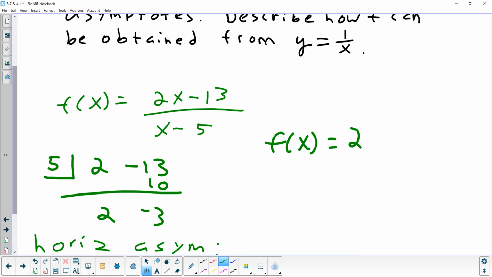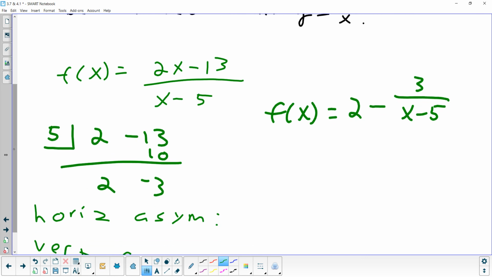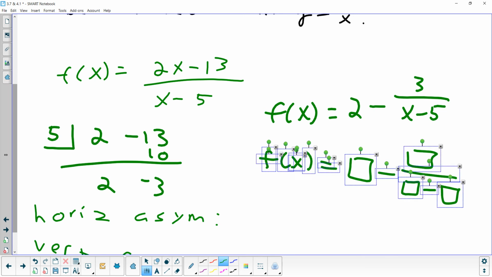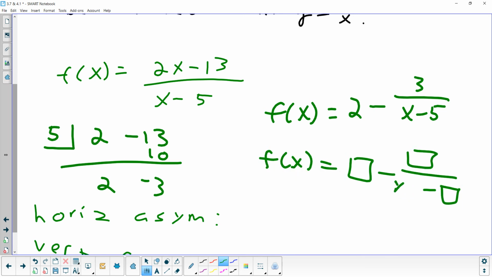Let's set this up. Quotient plus, or in this case minus, remainder over denominator. So let me go through in general what these numbers mean. Okay, so this is adding or subtracting inside the fraction. That's your horizontal shift. This is adding or subtracting outside your fraction. That's your vertical shift.